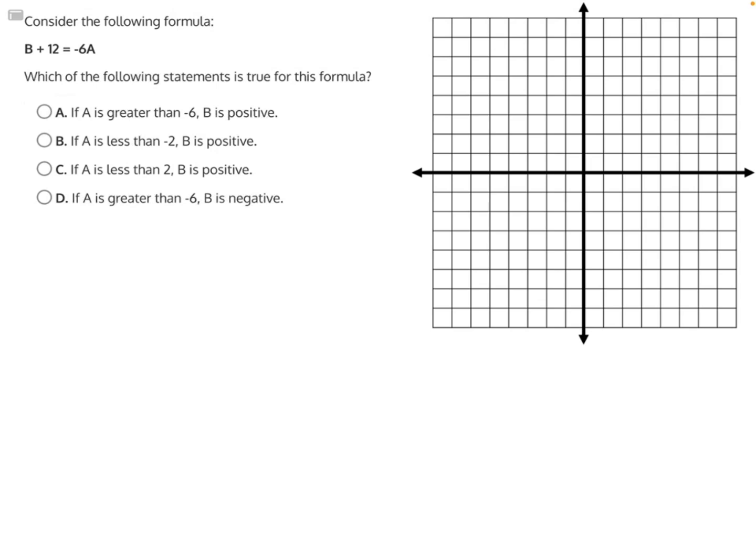Consider the following formula. Which of the following statements is true for this formula? To find the relationship between b and a, and thus find our correct answer among these options, we're going to need to graph this function. And to do that, we'll need to label our axes as b and a. Usually our x-axis, or x variable, is our cause variable, and our y variable is our effect variable.